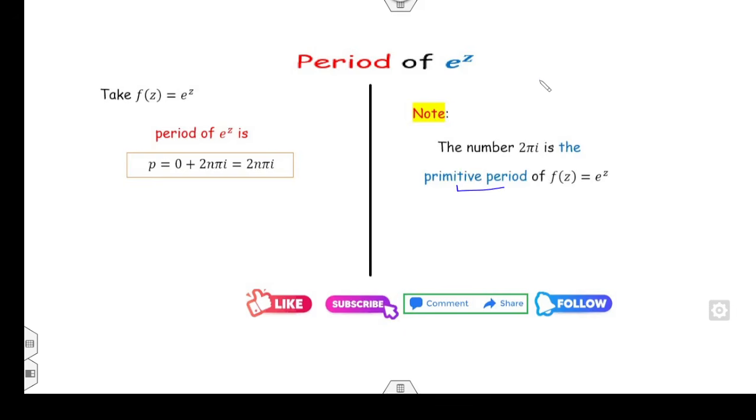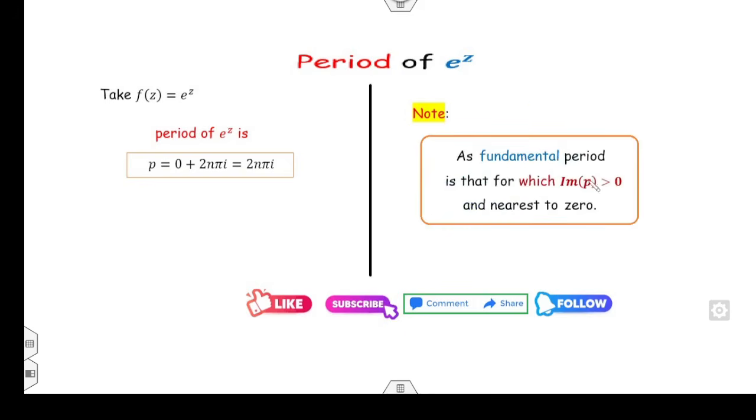But make sure, students, whenever the period is a complex number, then you can define the primitive or fundamental period only for those cases whose imaginary part is positive. Fine. Like in this case, what is the imaginary component? The imaginary part is 2n pi, which is always greater than 0.